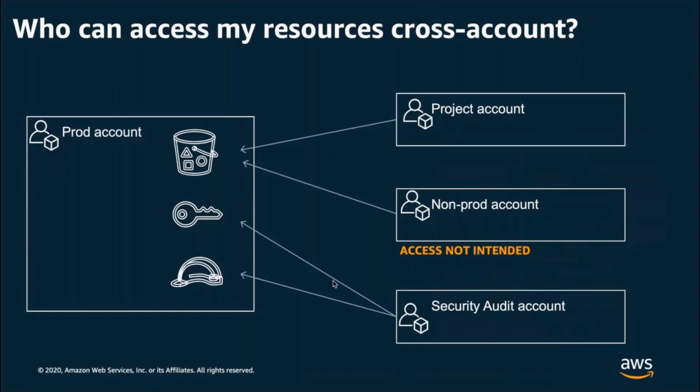In this example, Access Analyzer can tell me that there is a security audit account that can access resources in the prod account, which is what I intended. A different project account can also access the bucket, which I also intended. But there is a non-production account that can access the bucket, and I recognize this cross-account access as too broad. Because Access Analyzer provided insight that helped me recognize broad access, I can update the bucket policy to tighten permissions.